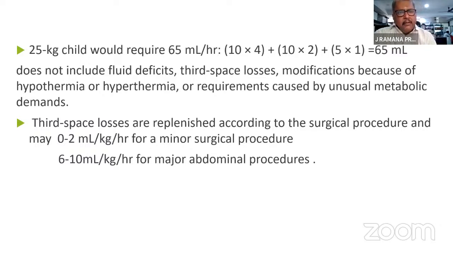This does not include fluid deficits, third space losses, modification for hypothermia or hyperthermia, and requirements caused by unusual losses. Third space losses are also replenished according to the surgical procedure: 0 to 2 ml per kg per hour for a minor surgical procedure and 6 to 10 ml per kg per hour for major abdominal procedures. Third space loss should always be added to the hours of fasting fluid calculation and maintenance fluid.